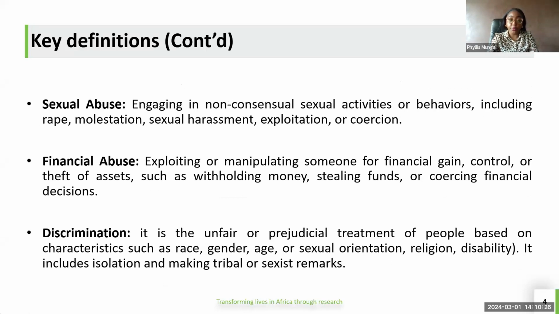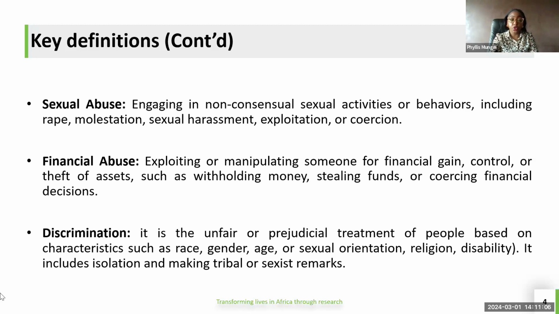Then we have sexual abuse, and this is, I would say, one of the most common and known types of abuse. And this is where a person engages in non consensual sexual activities or behaviors, including rape, molestation, sexual harassment, exploitation, or coercion. Then we have financial abuse, and this is exploiting or manipulating someone for financial gain, control, or theft of assets, such as withholding money, stealing funds, or coercing financial decisions.